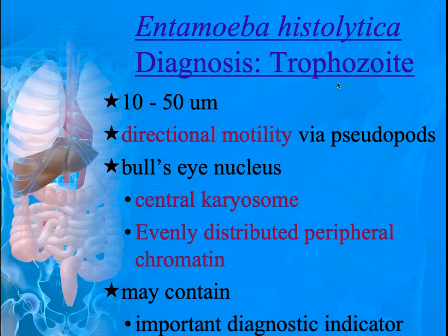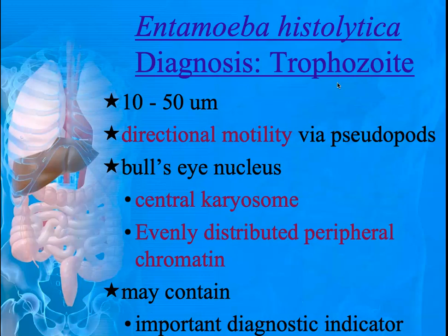It's got one nucleus, and it's described as a bullseye nucleus. So there's a central karyosome surrounded by evenly distributed peripheral chromatin. A karyosome is a small mass of chromatin made of DNA material within the nucleus. And then in addition to that chromatin material, you also have peripheral chromatin around the surface of the nucleus. And it looks like a little perfect circle.